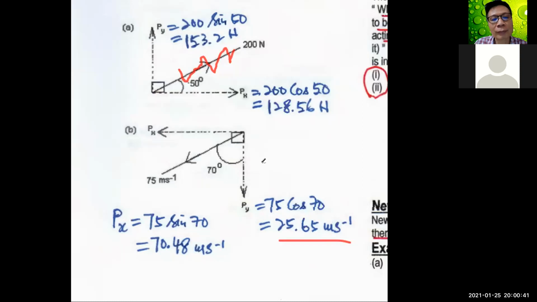Okay. When this is cos, this one definitely is sine. So 75 times sine 70. Only take one angle, take this one, so this one is cos. When you take this angle for here, it becomes sine. 75 sine 70. Press calculator, you get 70.48. Quite easy, right? Resolution of forces, correct?